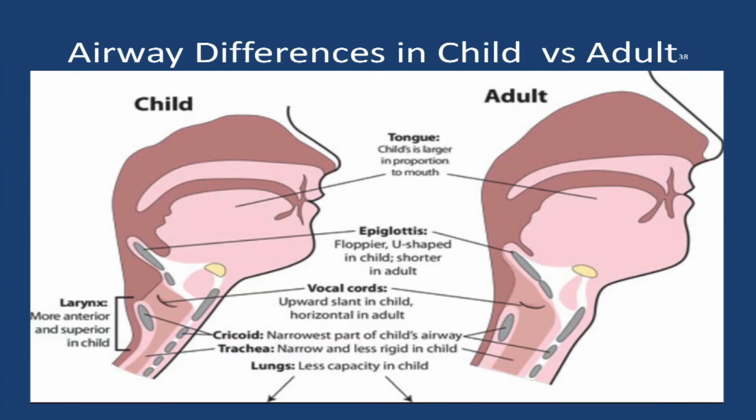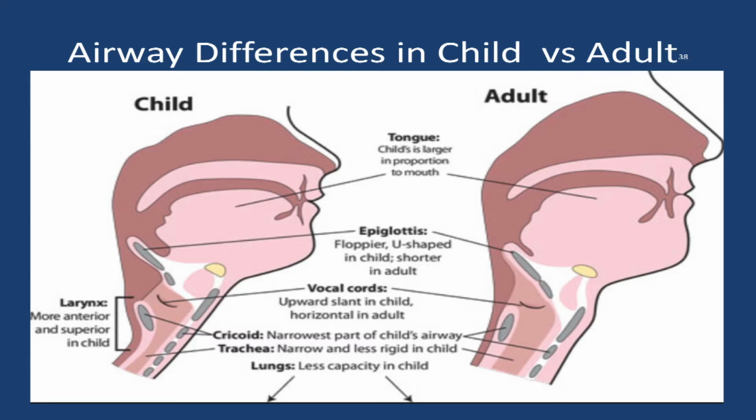This is a comparison of the differences in airway in child versus adult. What we see here is, relatively speaking, the tongue is larger in proportion to the mouth. The epiglottis tends to be more U-shaped in the child and shorter in the adult. Vocal cords have an upward slant going from anterior inferior to posterior superior in the child, compared to the horizontal position of the vocal cords, the glottis, in adults.